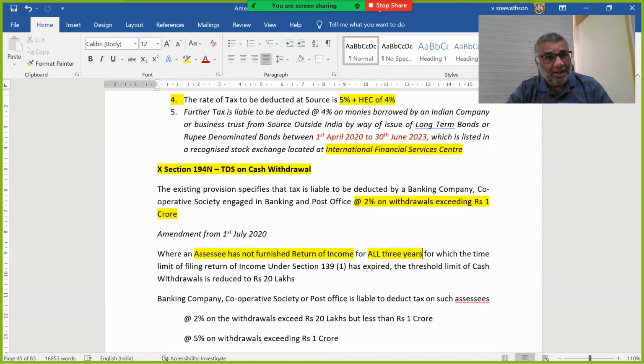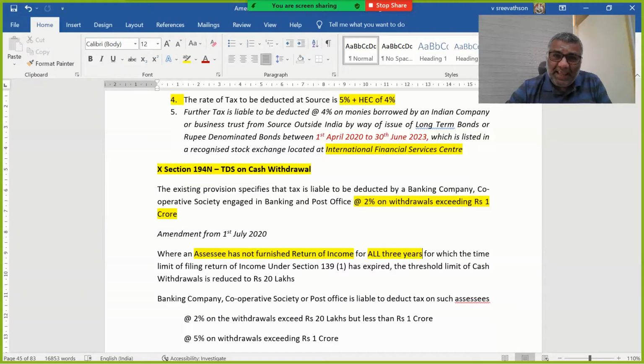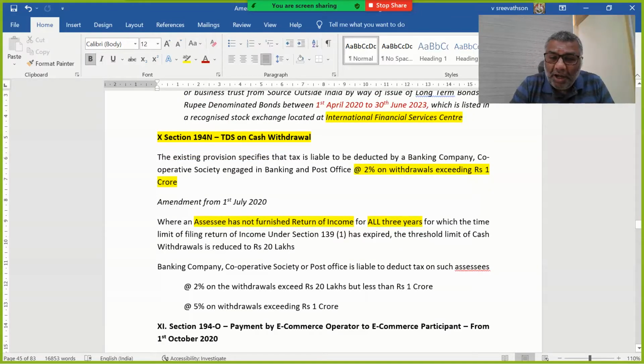Where you have not filed your return, for all the 3 preceding years, then the threshold limit is reduced to 20 lakhs instead of 1 crore. What will be the limit? What will be the rate? 2%, on cash withdrawals exceeding 20 lakhs up to 1 crore.